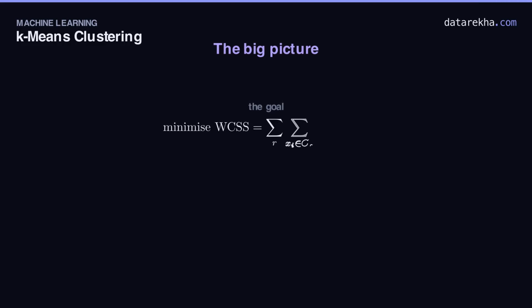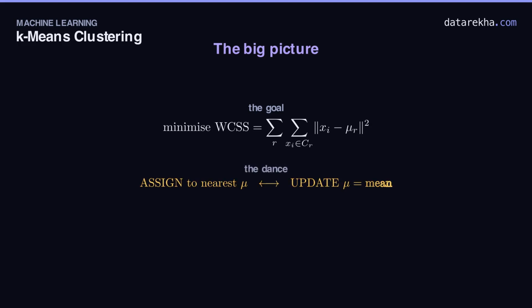Let's tie it together. K-means chases one number, the within-cluster sum of squares, the total squared distance from points to their own centroids. Make that small. It gets there with a two-step dance. Assign every point to its nearest centroid, then update each centroid to the mean of its points, repeated until nothing changes. Because each step only ever lowers the cost, it always converges, but into a local minimum, not guaranteed the global best.